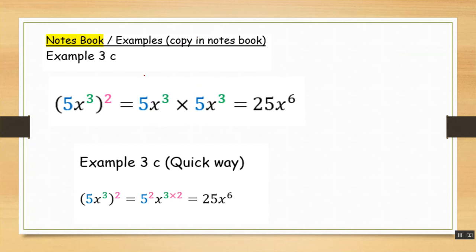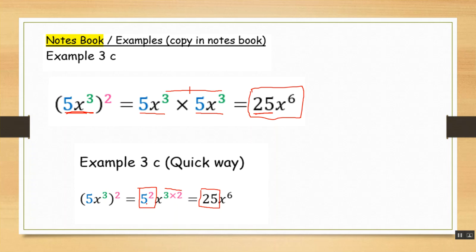More examples. If we have 5x cubed and we square it, that means 5x cubed times 5x cubed. 5 5s are 25. And we add the indices. So we get 25x to the power of 6. The quick way to do it, so hopefully this will be the way that you do it long term, we are squaring the 5 and the x cubed. So we get 5 squared, which is 25, and we multiply the indices to get x to the power of 6.